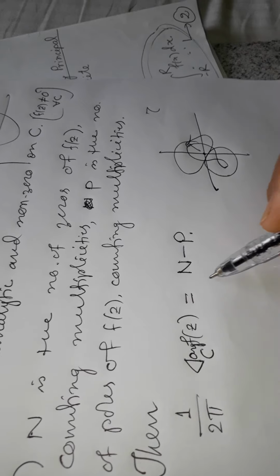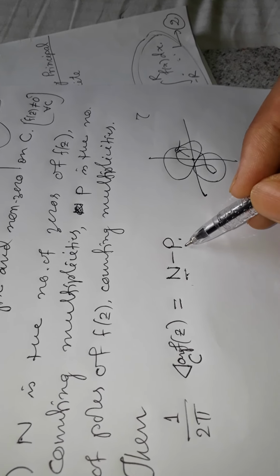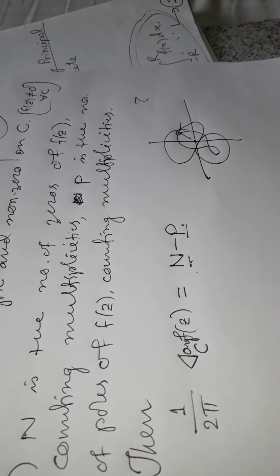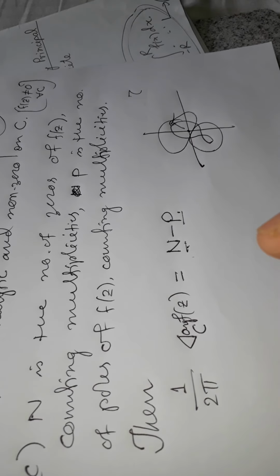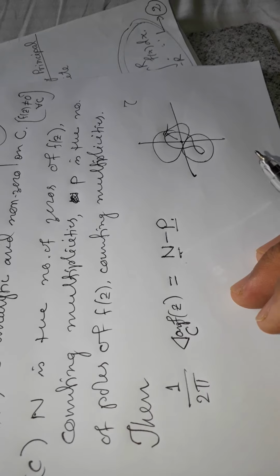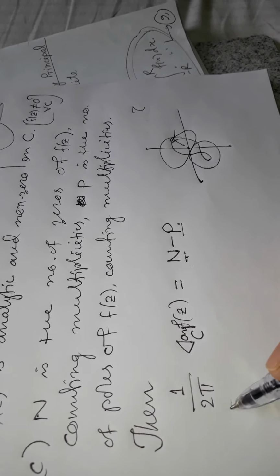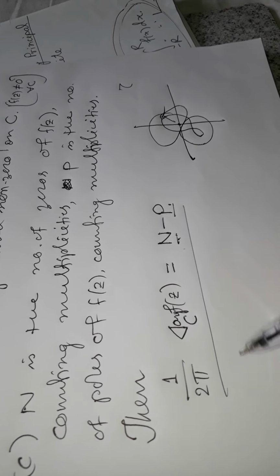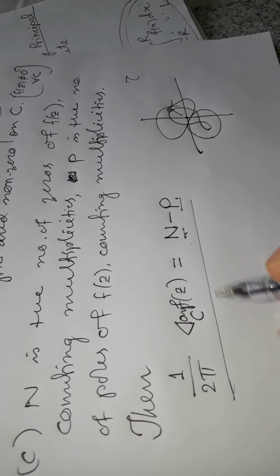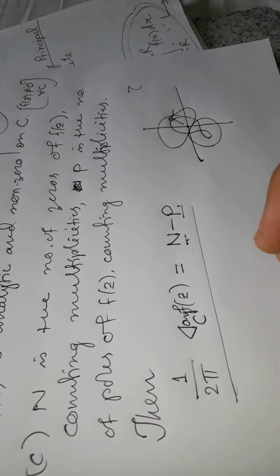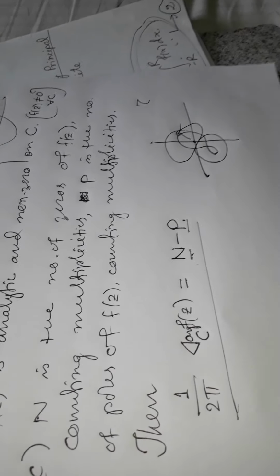That is called the winding number, and the argument principle says that the winding number is given by the number of zeros minus the number of poles, counting multiplicities. In the next slide we will try to prove this theorem by considering two different situations, and we will arrive at this final result. This is one of the most useful results in this unit, and we will give some applications of this theorem. Thank you.